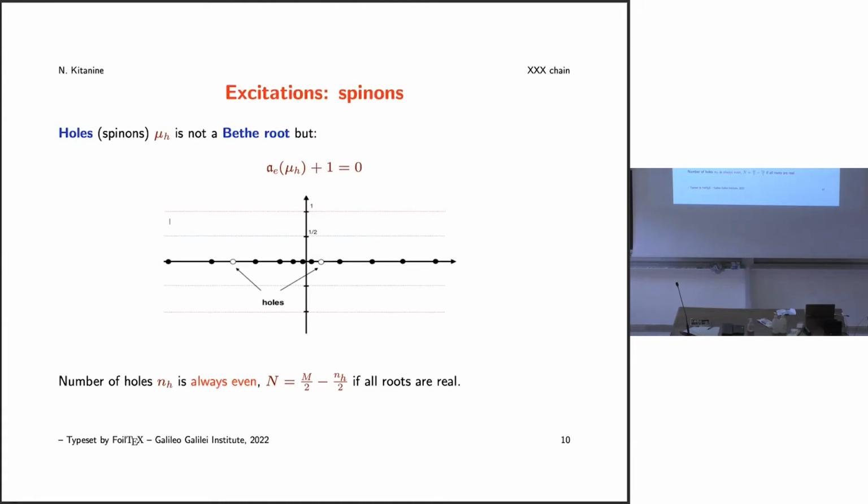Because the number of vacancies, first of all, it was proved by Faddeev and Takhtajan that the number of holes is always even in this situation. You cannot have a situation with an odd number of holes, and the number of vacancies, if you produce, for example, 2 holes, becomes m over 2 plus 1. So in fact, states with 2 holes have m over 2 minus 1, not m over 2 minus 2, Bethe roots. So if you just add 2 holes, you obtain a triplet with m over 2 minus 1 Bethe roots.